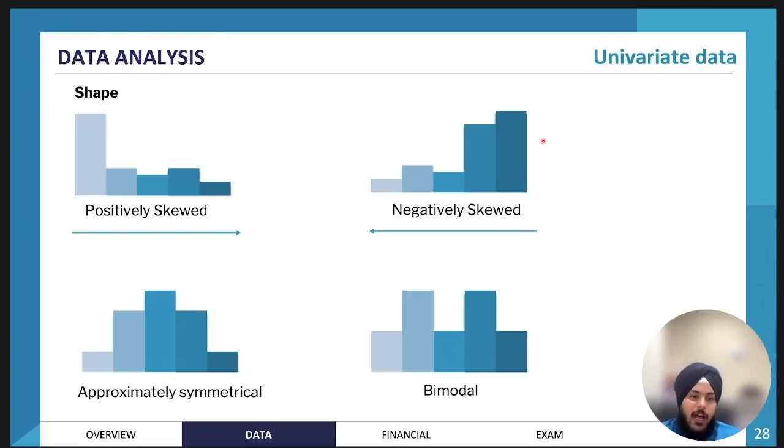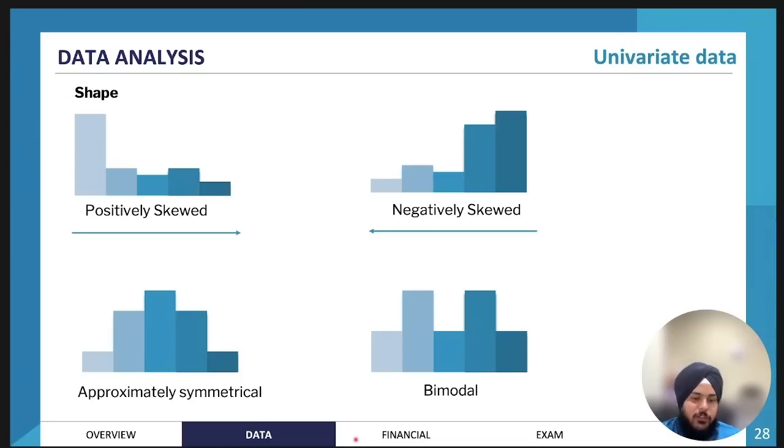So the shape of the data really gives us information on how the distribution actually looks, or how the values are actually distributed in real life. The shapes we can have are positively skewed, negatively skewed, approximately symmetrical, or bimodal, where bimodal is going to be really rare. So you'll only be mostly assessed on these first 3 shapes.